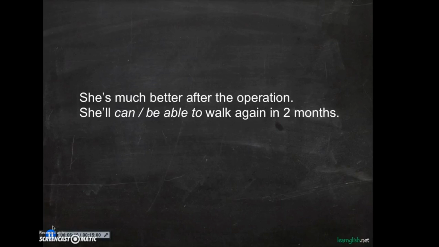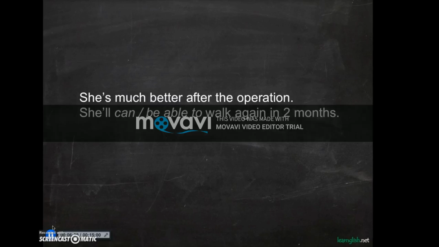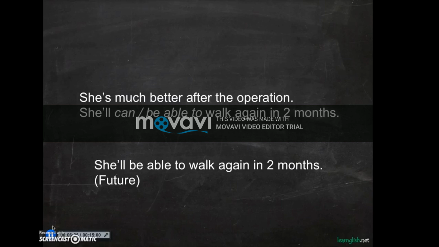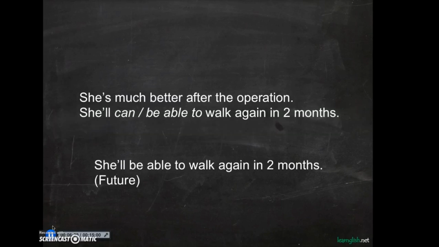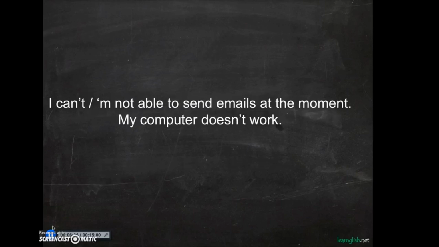We have another example. She's much better after the operation. She can walk again in 2 months, or she'll be able to walk again in 2 months. Here we have an example with the future. So because it's not present or past, we need to use be able to. She'll be able to walk again in 2 months. And it's impossible to say she can walk again.